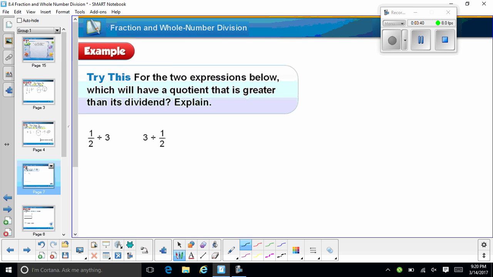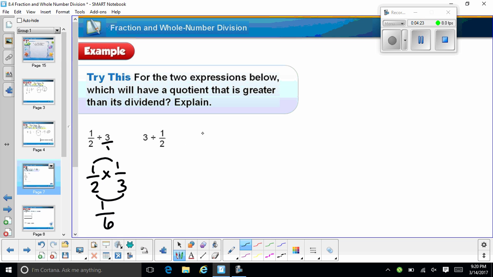The other type of problem that you will encounter is when we have to determine which one's going to be greater than. And we did this in our previous lessons when we were multiplying. So in this particular problem, which will have a quotient that is greater than its dividend. Remember, the quotient is the answer, and the dividend is the number that I start with. So I need to solve for each one. So 1/2 times 1/3, because I'm doing keep, change, flip. 1 times 1 is 1. 2 times 3 is 6. So this particular one is 1/6.